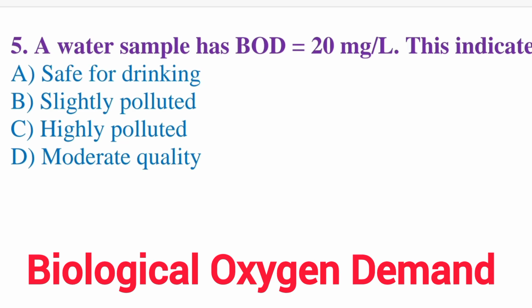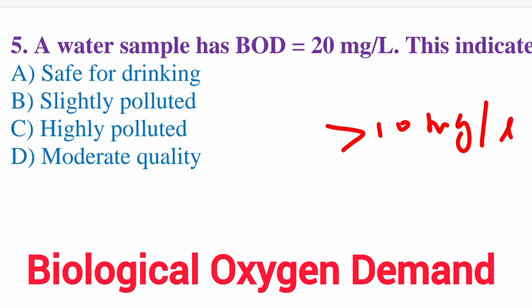Next question, a water sample has BOD of 20 mg per liter. This indicates option A safe for drinking, option B slightly polluted, option C highly polluted, option D moderately polluted. So if the BOD is more than 10 mg per liter, it acts as highly polluted. So here the BOD is 20 mg per liter. So option C highly polluted is the correct answer.